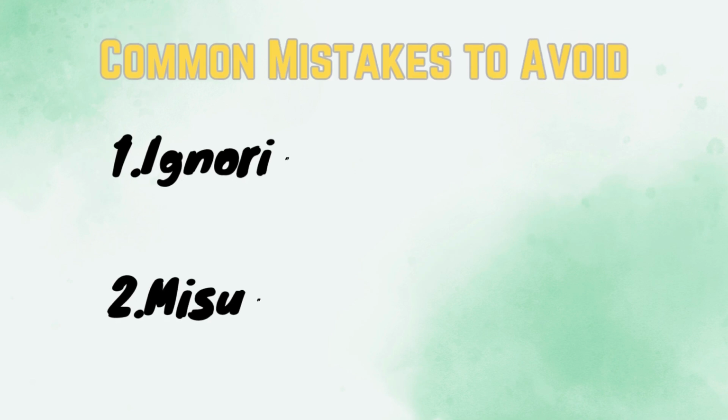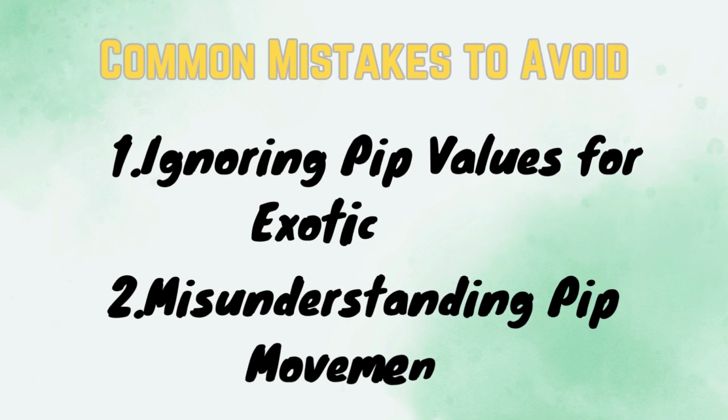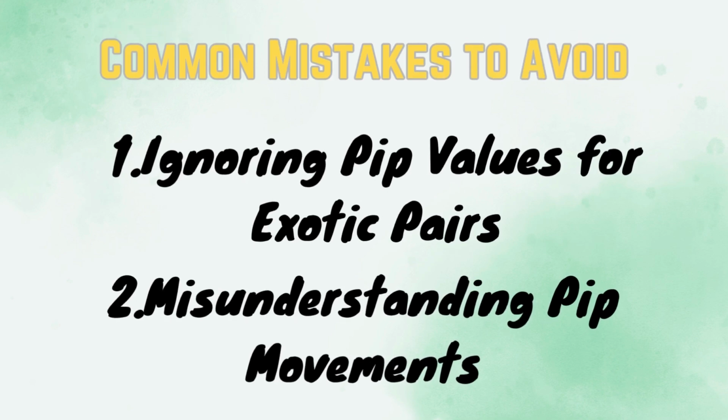The common mistakes that you need to avoid here: first, ignoring pip value for exotic pairs. Exotic pairs may have different pip values, so always check the pip value before trading. Another mistake is misunderstanding pip movement. Be careful not to confuse pip movements with price points. Remember that a pip is often the 4th decimal place for most pairs and the 2nd for pairs involving the yen.